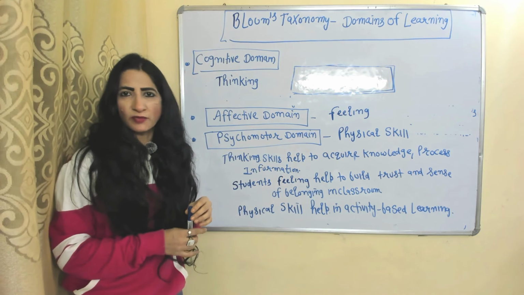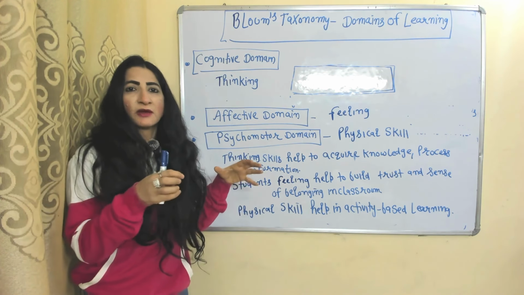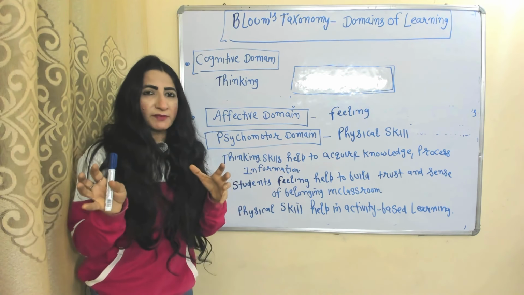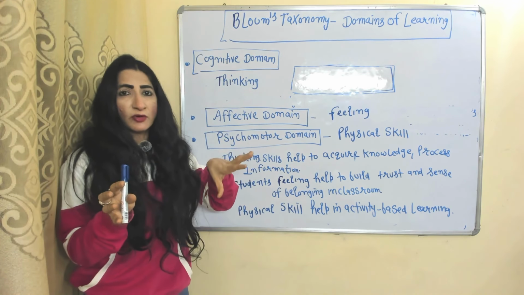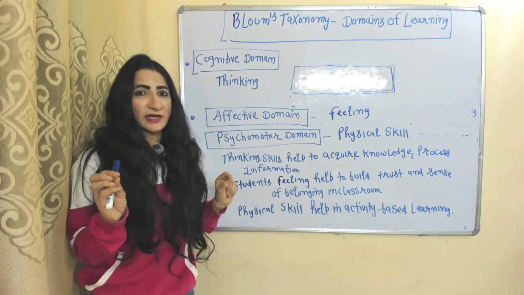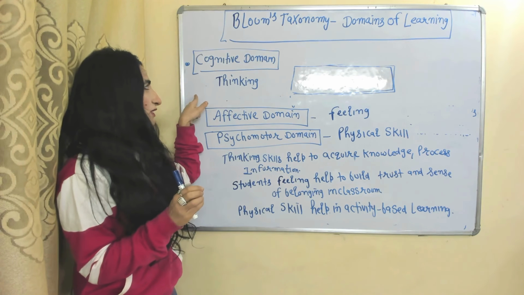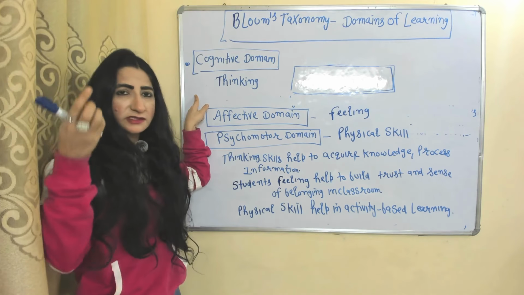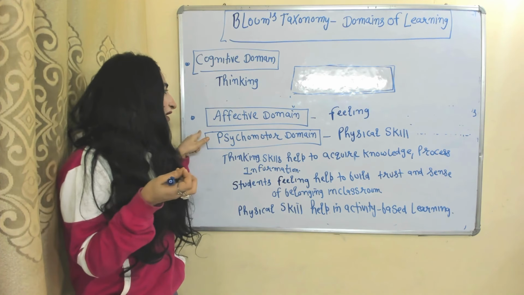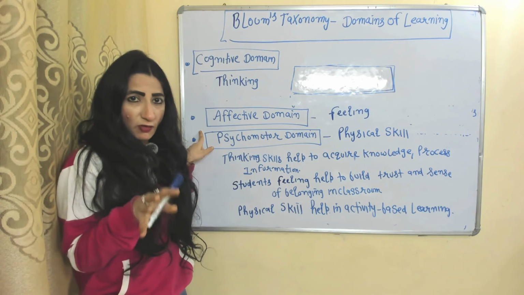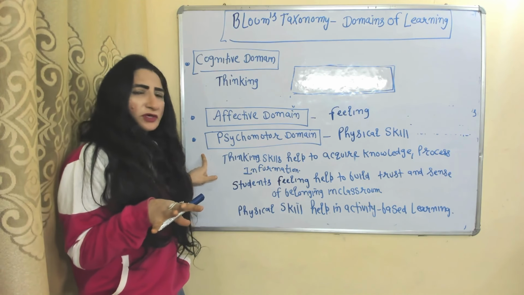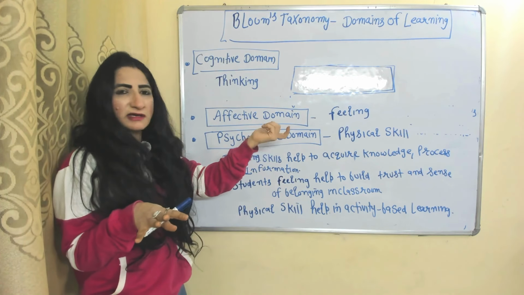Bloom's taxonomy, domains of learning. Bloom's taxonomy domains are very important in teaching aptitude. Sometimes questions are asked from this topic. Bloom's taxonomy talks about three types of domain. First is the cognitive domain, which focuses on mental skill, on thinking. Affective domain, which focuses on our emotions, that means this domain focuses on feeling. Psychomotor domain, which focuses on physical skill.